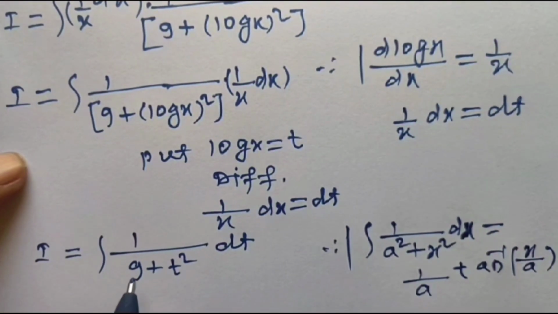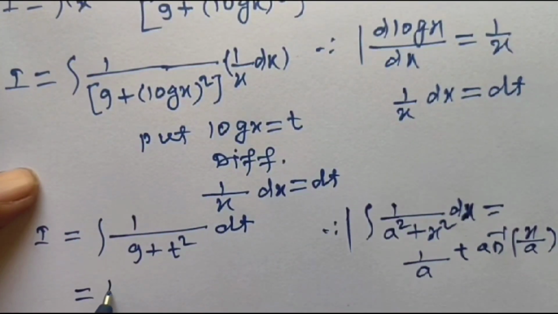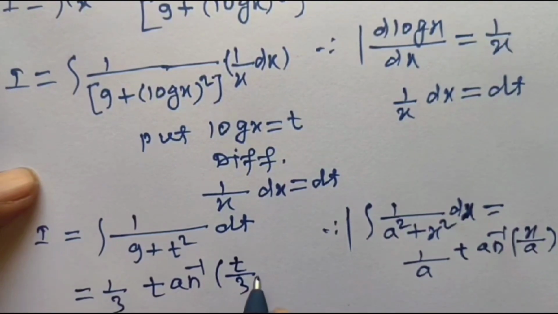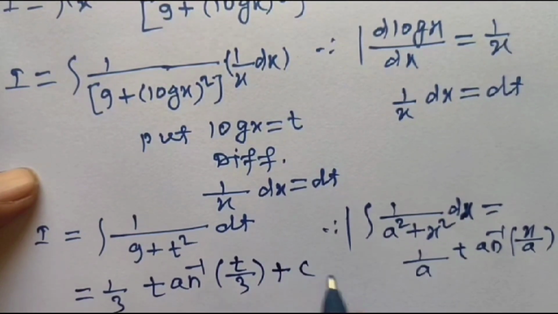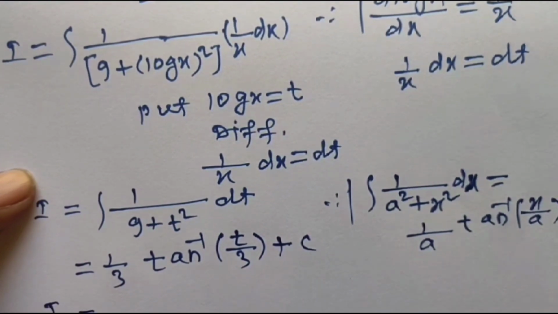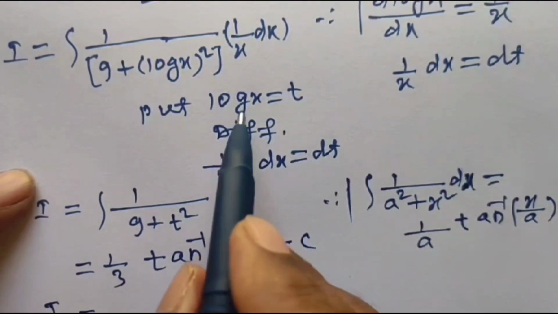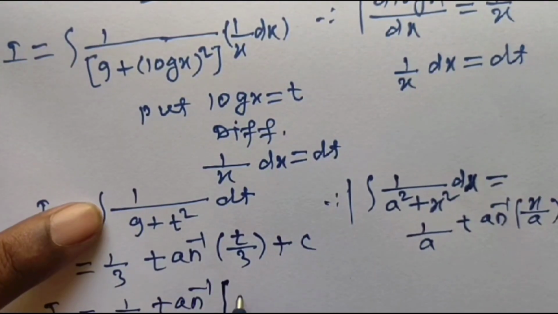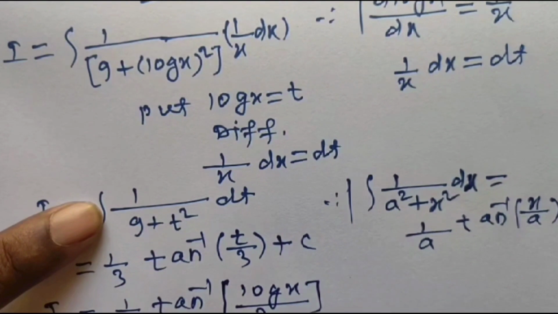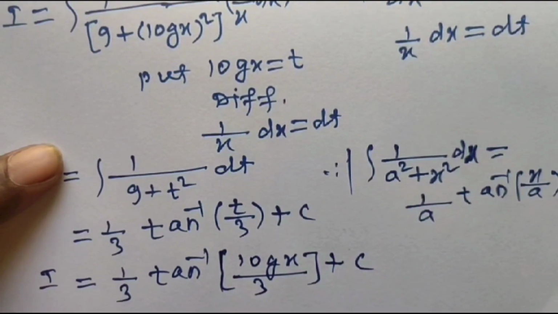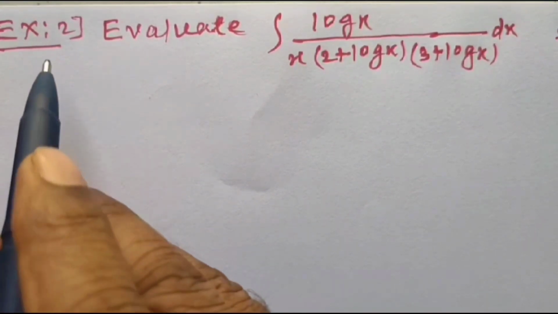9 can be written as 3 square. So this is equal to 1 upon 3 tan inverse t upon 3, x upon a meaning t upon 3, plus integral constant c. Now we want the integral in the old variable. The old variable is x, so we have to replace t by log x here. Hence 1 upon 3 tan inverse log x divided by 3 plus integral constant c. So this is the solution. Now we have to solve sum number 2.